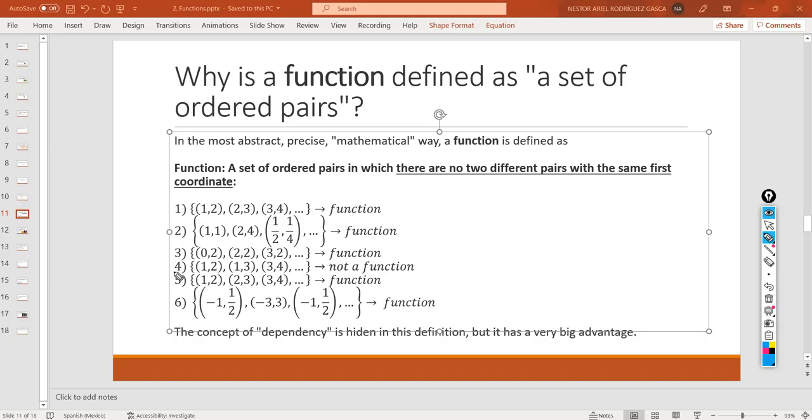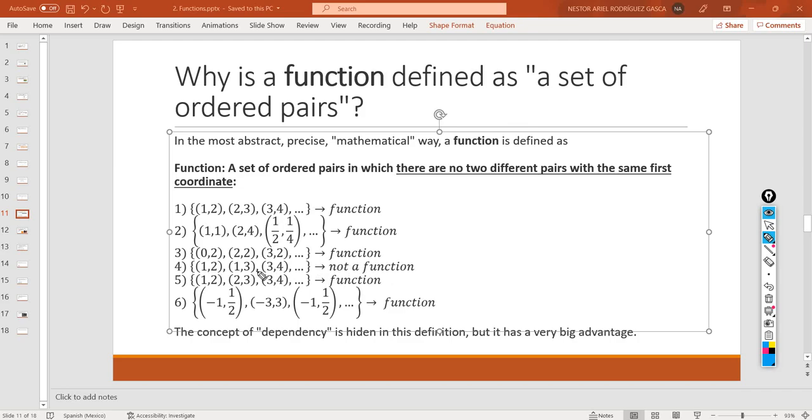Let's continue. Number 4. We have a set of ordered pairs, 1, 2, 1, 3, 3, 4, etc. In here we cannot see a clear pattern, but it doesn't matter. The fact that you can see a pattern easily or not makes no difference. I'm saying that this is not a function, guys.